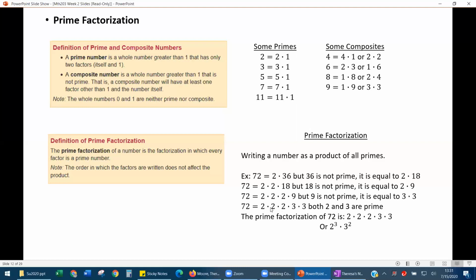Now remember, repeated digits that are multiplied, we can replace the 3 2's with 2 to the 3rd power. We can replace the 2 3's with 3 to the 2nd power. So either way is correct. You can write it as just a product of single prime numbers, or you can shrink it up to their exponential forms.